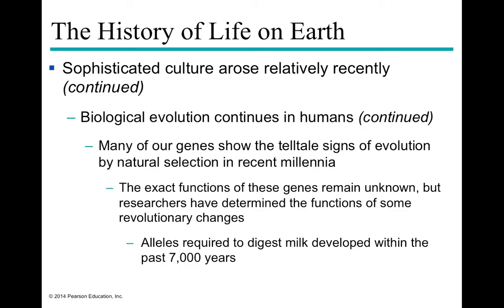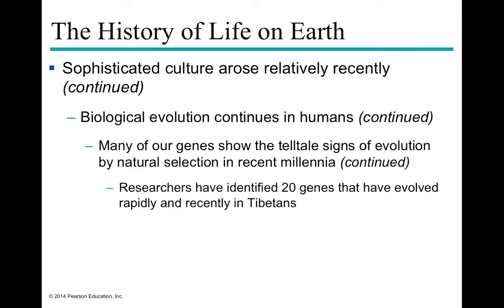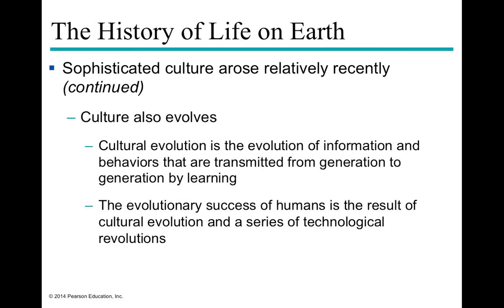Many of our genes, again, are still showing the telltale signs of evolution, even in recent millennia, including the ability to digest milk, so lactose tolerance, an allele that has developed within the past 7,000 years. And since it gave such a great advantage over individuals that lacked the ability to digest milk, it became very prevalent in the population in a very short period of time.